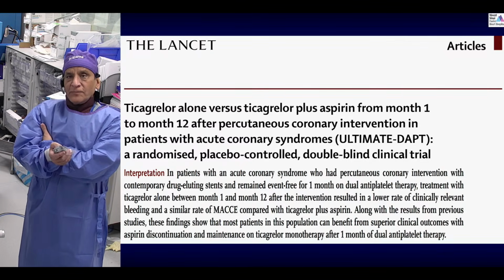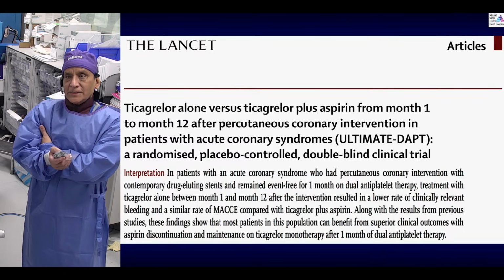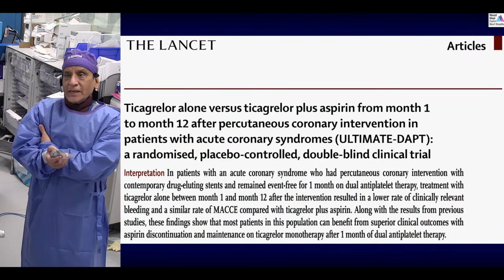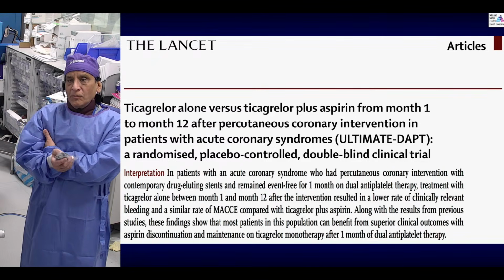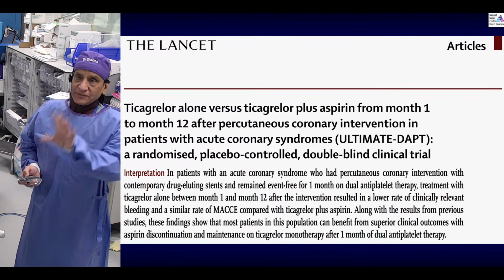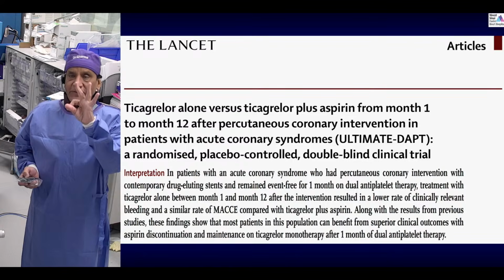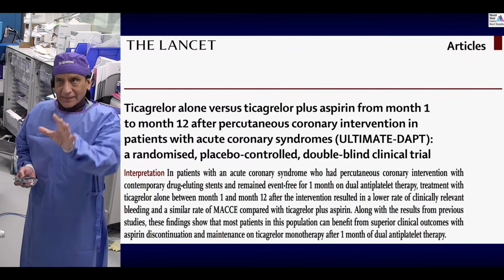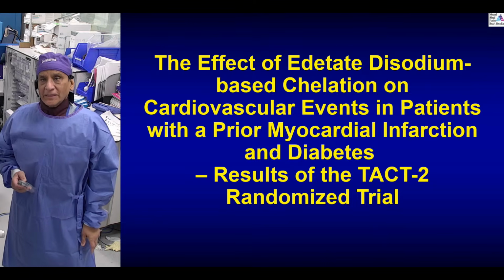Along with the results from the previous studies, these findings show that most patients in this population can benefit from superior clinical outcomes with aspirin discontinuation and maintenance on ticagrelor monotherapy after 1 month of DAPT. Now, you know the guidelines have changed in both the USA and Europe, having ticagrelor and 3 months of aspirin. They have not changed it to 1 month, but I think this will be a big impetus to change it to 1 month of aspirin.